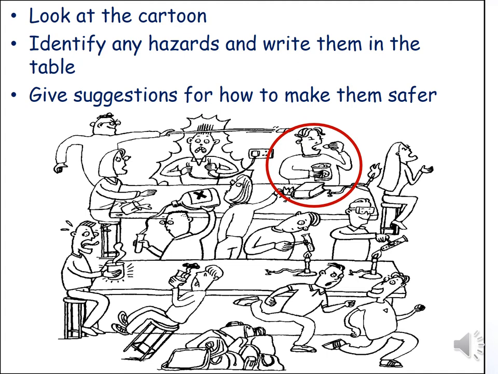For example, there's one that I can see straight away. This student here, he's eating a packet of crisps. Now that is dangerous to do within a science lab. Anyone have any ideas why?